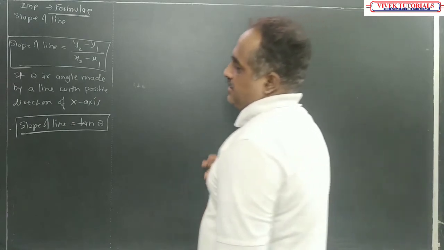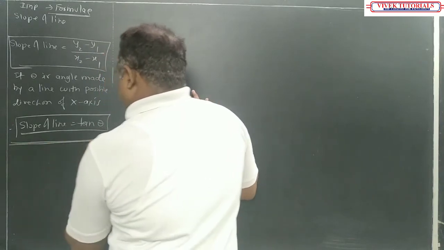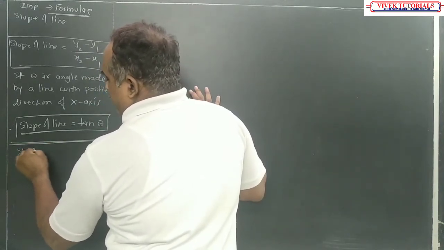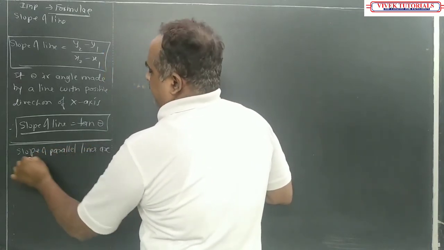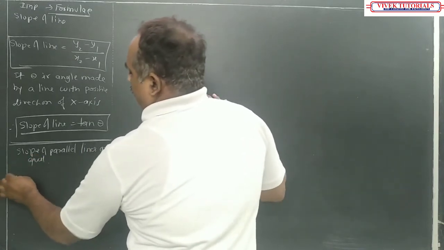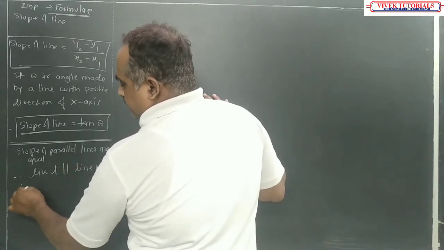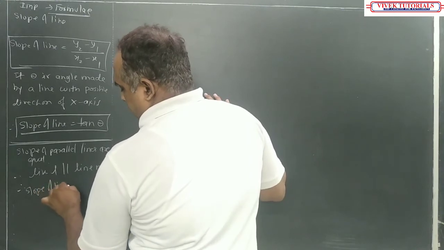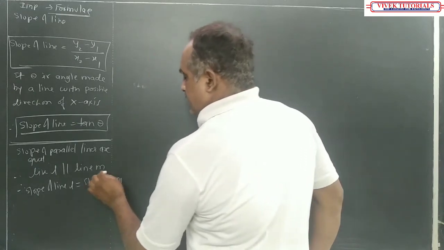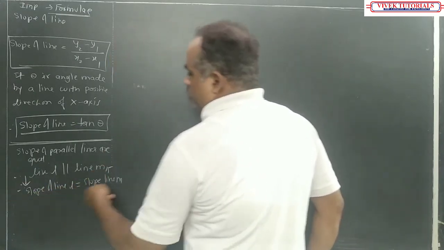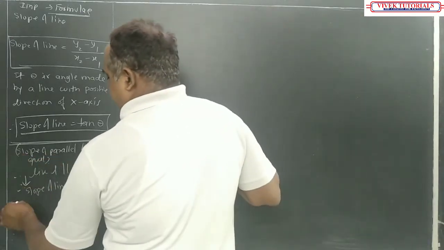And next one is, next concept you have studied: slope of parallel lines are equal. Therefore, line L is parallel to line M, therefore slope of line L is equal to slope of line M. If slope is equal then lines are parallel, and if lines are parallel then slopes are equal. The reason will be this only. Is it right?